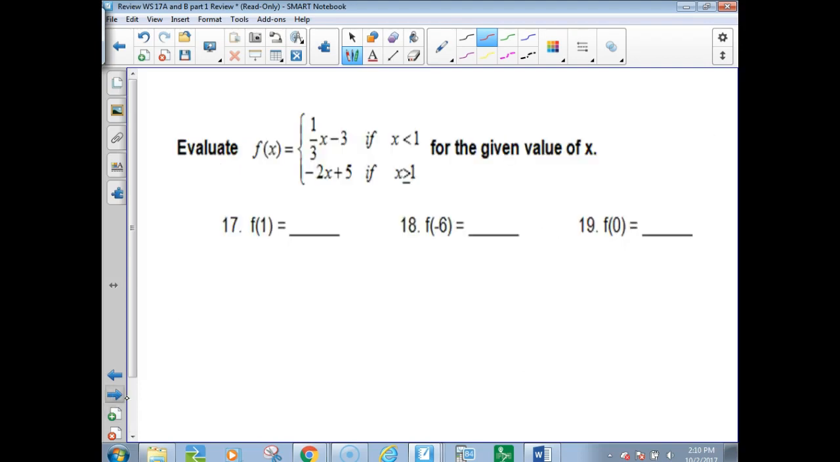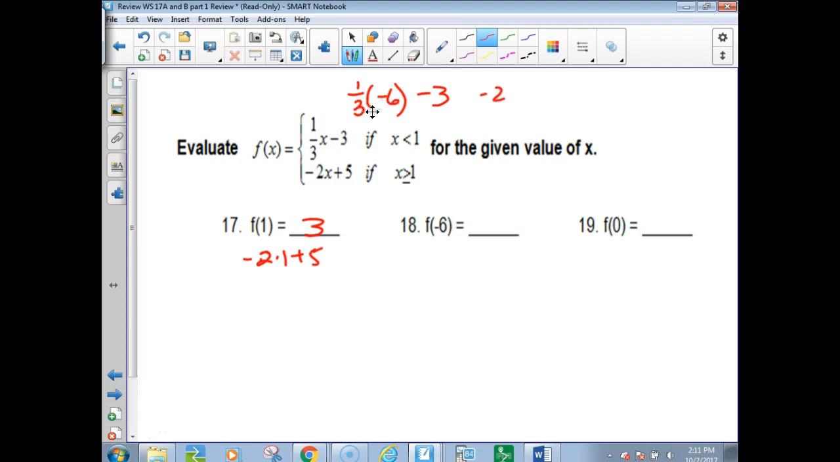Oh, next one. These just evaluate. If you're putting in f of 1, you're going to put it in the second one because that includes 1, so it'd be negative 2 times 1 plus 5, you should have 3. If you put in negative 6, it should be into this one, so a third of negative 6. I always have to do this one because it's fractions, I guess. A third of negative 6 would be negative 2.